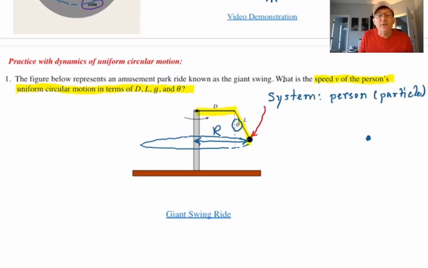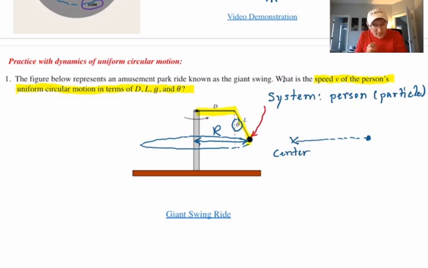All right, let's try the free body diagram. You should do it first yourself, okay? Pause the video and draw a free body diagram for the person at this moment. Remember, the center of the circle at this moment is due left of the person. Okay, draw the free body diagram.